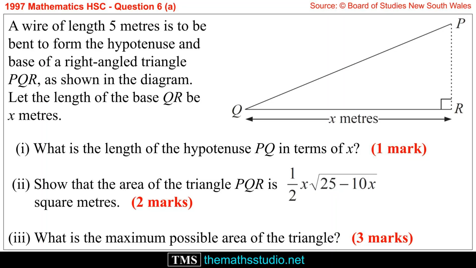Question 6, Part A. A wire of length 5 meters is to be bent to form the hypotenuse and base of a right-angled triangle PQR as shown in the diagram. Let the length of the base QR be x meters.